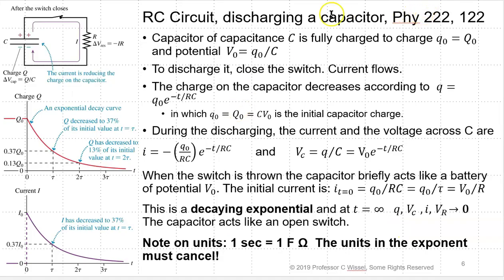Okay, so here, of course, this is sort of a recap for the Physics 222 students, the calculus-based physics students, to put it all on one slide. If you are a non-calculus physics student, an algebra-based physics student, this is where you should be starting. Okay, so the capacitor with capacitance C is fully charged to charge Q naught and potential V naught, which of course is Q naught over C.